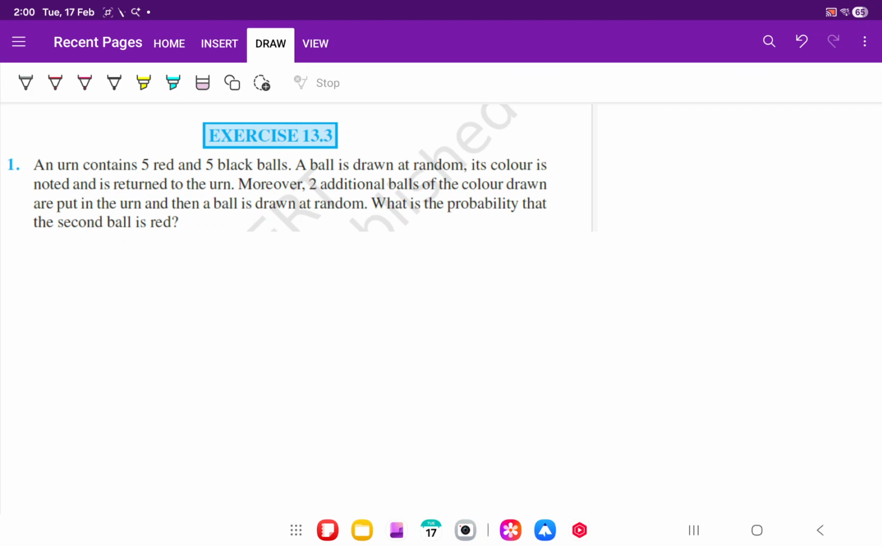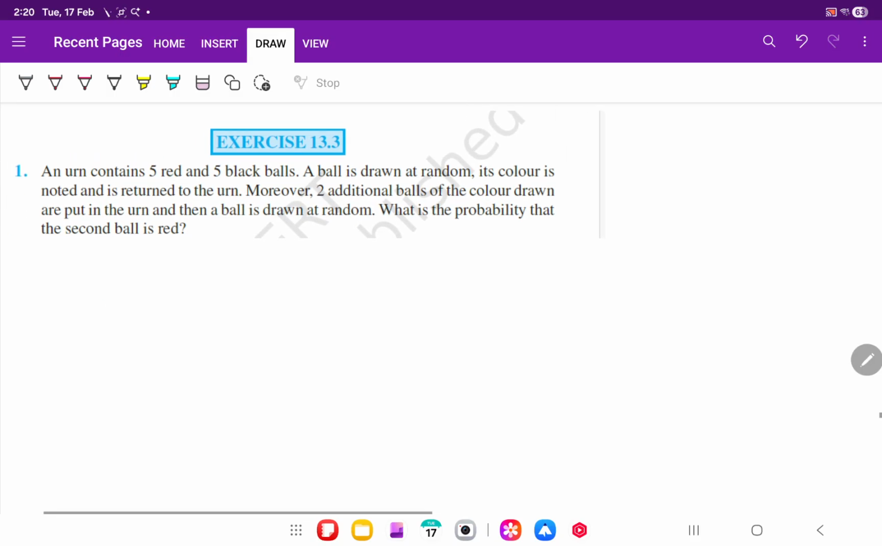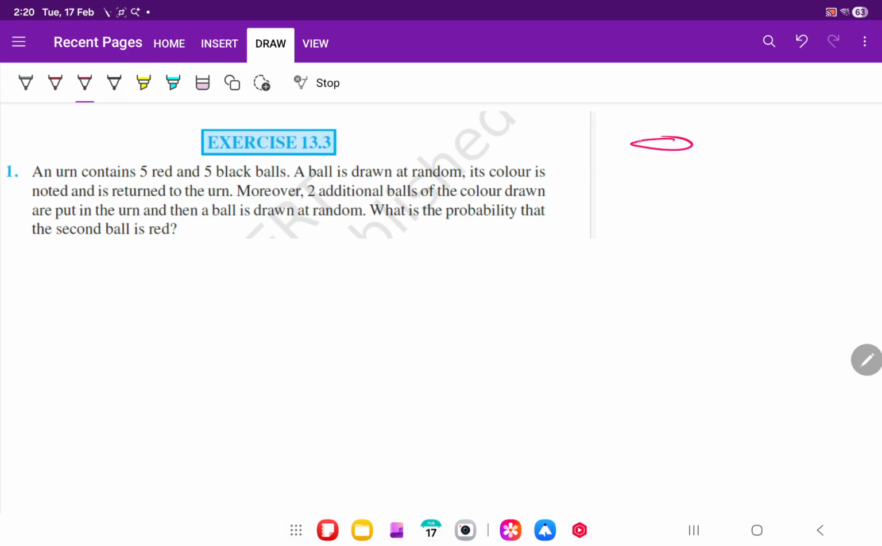So this is a sequence of some steps. Let's write down. Here is a box which is given with 5 red and 5 black balls. Okay. So what is the probability of having red balls? It is 5 out of 10, which is 1 by 2. And the probability of having black balls is 5 out of 10, which is also 1 by 2.